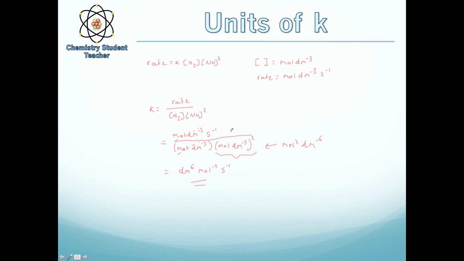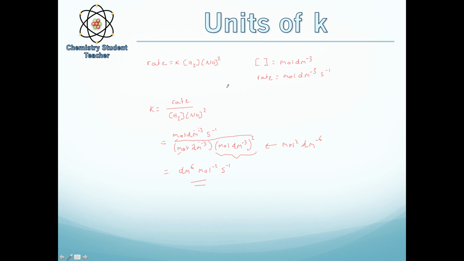If you had a different situation where they were both first order, for example, then we wouldn't have the squared in there, and it would just be dm to the 3, mole to the minus 1, second to the minus 1. All we're just looking at are the units. It's just simple maths. You would have done it algebraically using x's and y's and things like that.